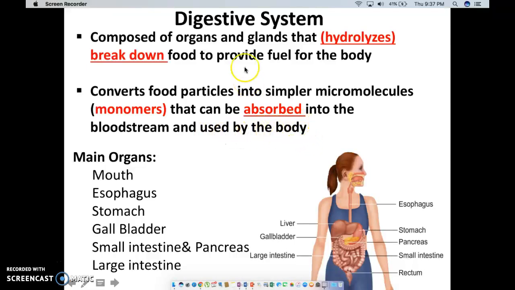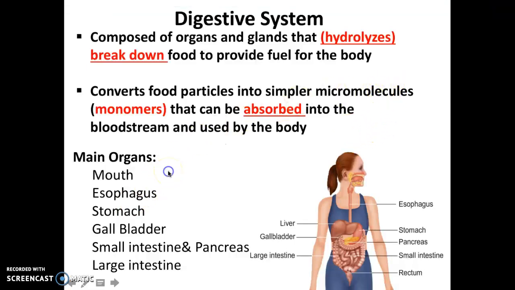So keep in mind that when we have biomolecules, remember that these are the macromolecules. Macromolecules are the big molecules, like your carbohydrates and your lipids, your polymer forms, which cannot be absorbed by your body. However, what your body does is that it breaks them down into their monomer forms so that it can actually absorb some of this into the bloodstream. And the bloodstream here is just talking about, obviously, the circulatory system.